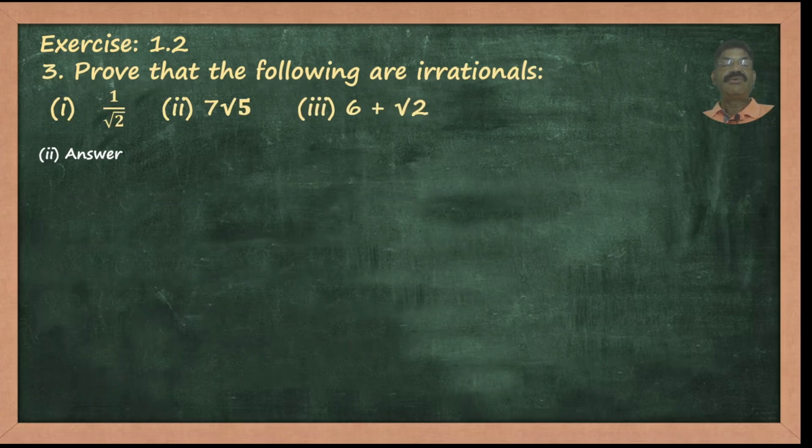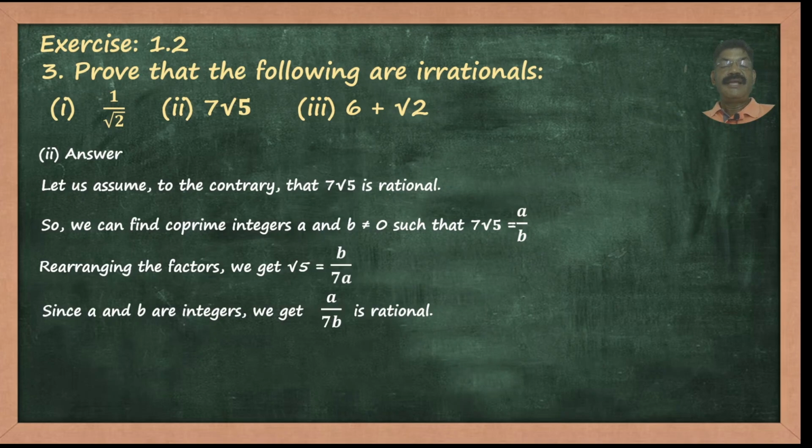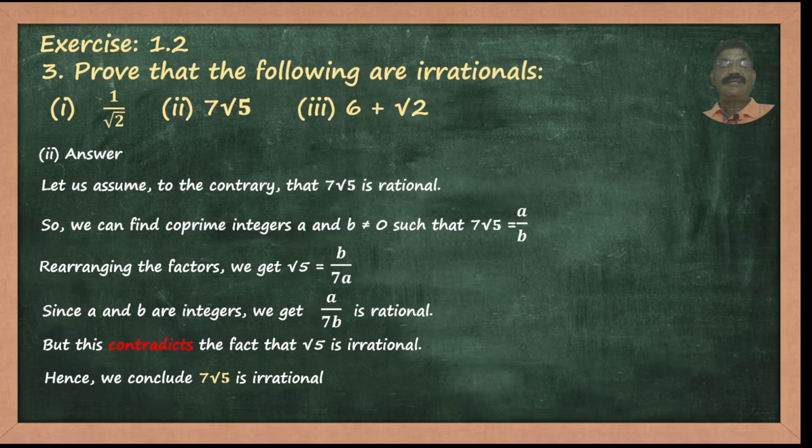The same logic we are going to apply for the second problem, 7 root 5. Assume 7 root 5 is rational. Take two co-prime integers a and b, b not equal to 0, such that 7 root 5 is equal to a by b. Rearranging the factors, we get root 5 is equal to a by 7b. Since a and b are integers, a divided by 7b is rational. But this contradicts the fact that root 5 is irrational. Hence, we conclude that 7 root 5 is irrational.